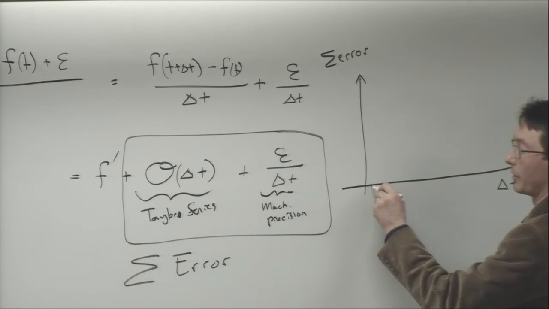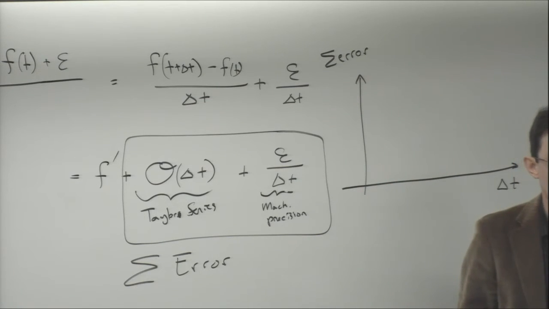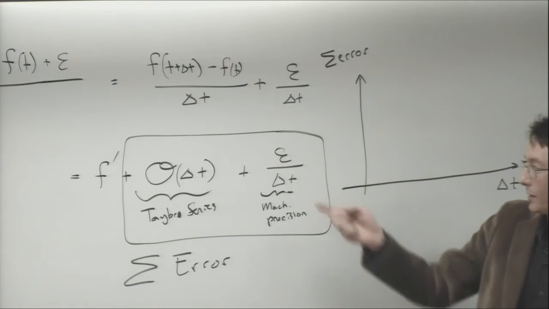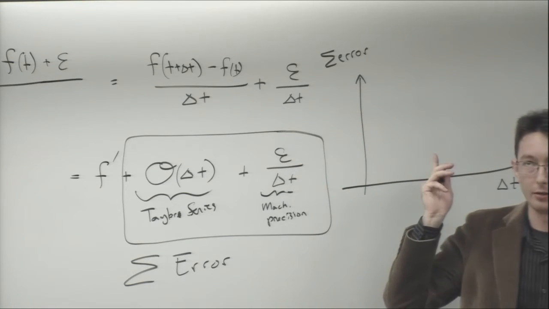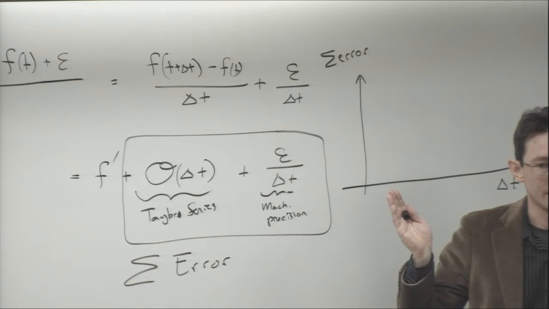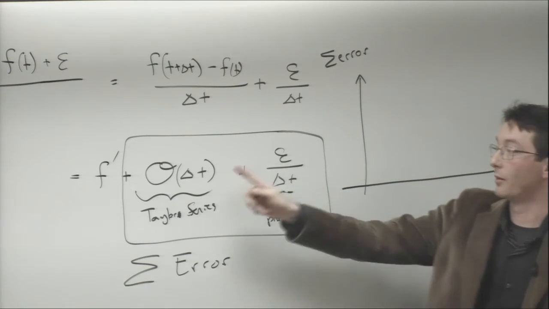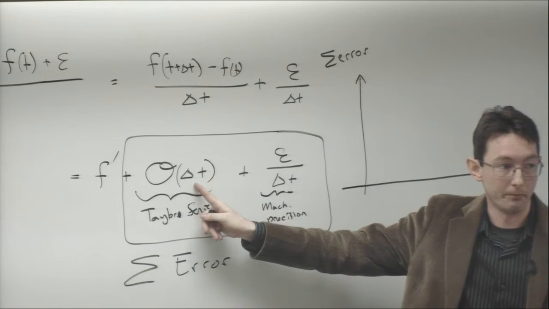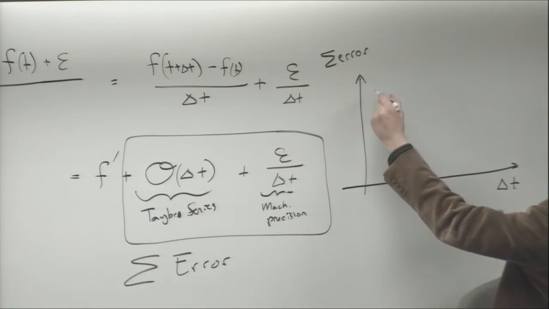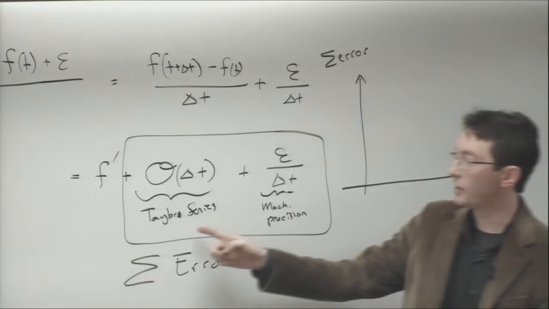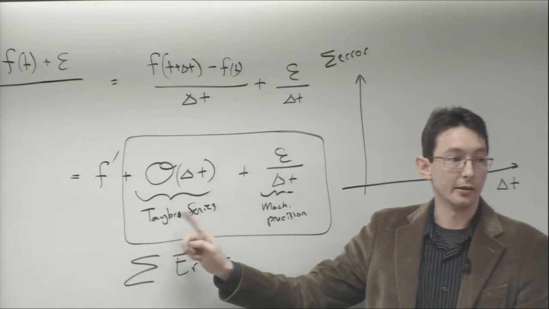If I start with really, really big delta t, like the delta t's that we're using in the examples, like 0.1 or 0.01, those are pretty big compared to 10 to the minus 16, right? Like what's 10 to the minus 16 divided by 0.1? 10 to the minus 15. Still super, super small. Way bigger than order 0.1. Okay? So for really big delta t, most of my error is coming from this Taylor series.